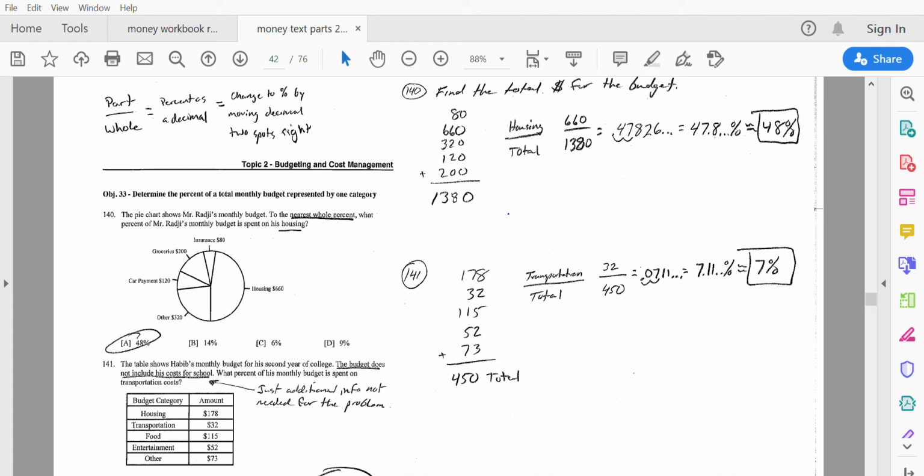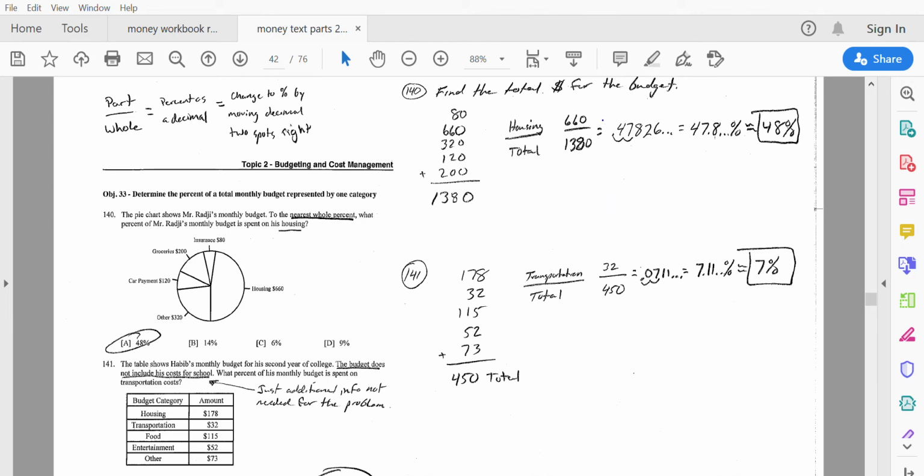To find the total, we look at all the costs that he has for this month, and you can see I add them up here. This will include the part you're looking at. The insurance is 80, housing is 660, other is 320, car payment 120, and groceries 200. I add all those up, and that is 1,380. That goes right there.